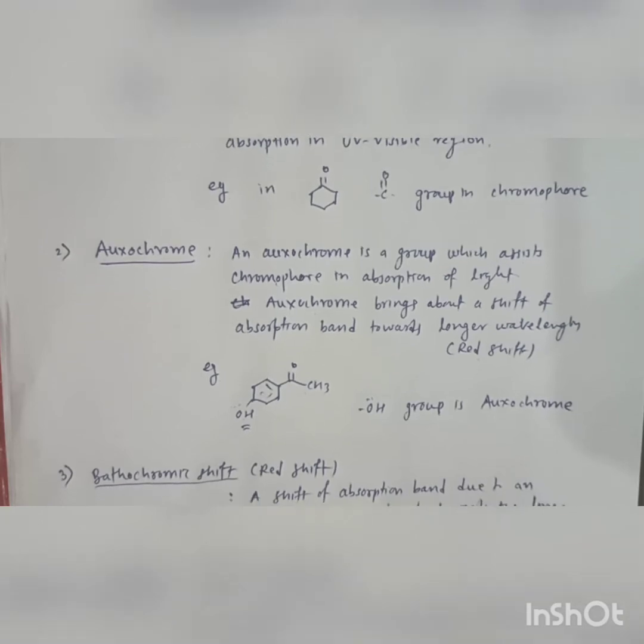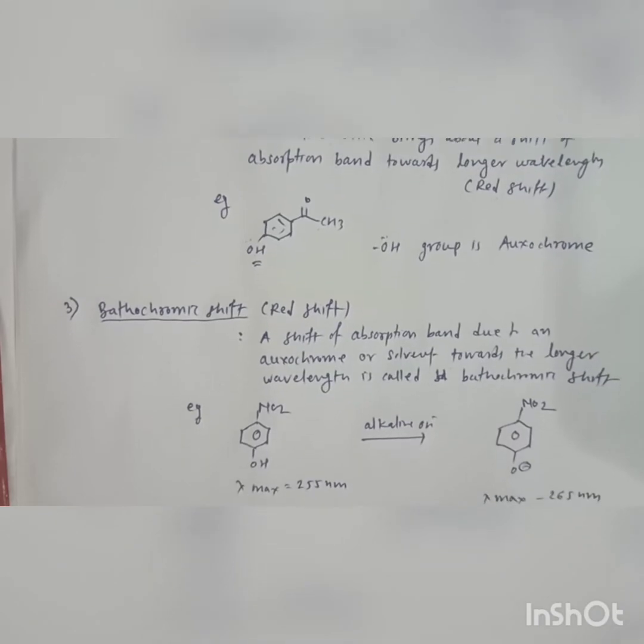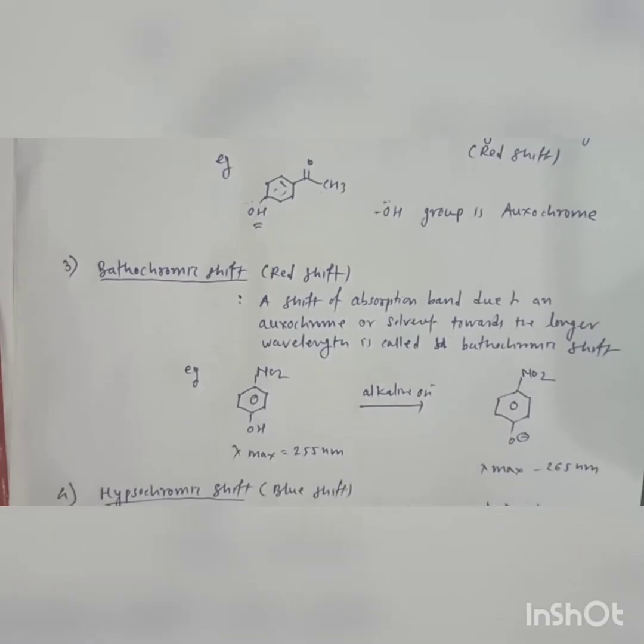Now the next term, which is also very important, is bathochromic shift. See here, whenever you place a compound in UV radiation, it will absorb radiation or light, and which will give you a signal in the UV spectrum. That is called the absorption band, and that is reported in nanometers. For example, if you put para-hydroxynitrobenzene in UV radiation, it will absorb at 255 nanometer. That is called the absorption band.